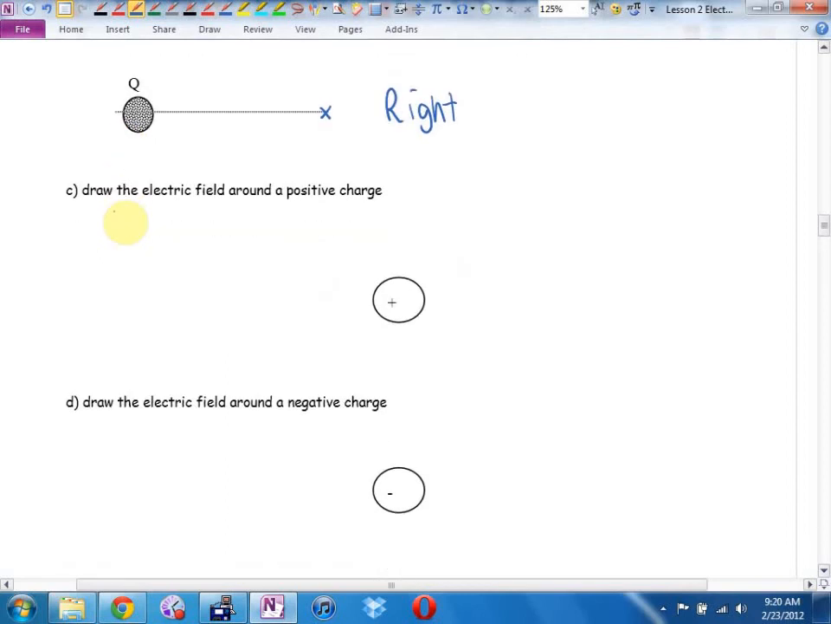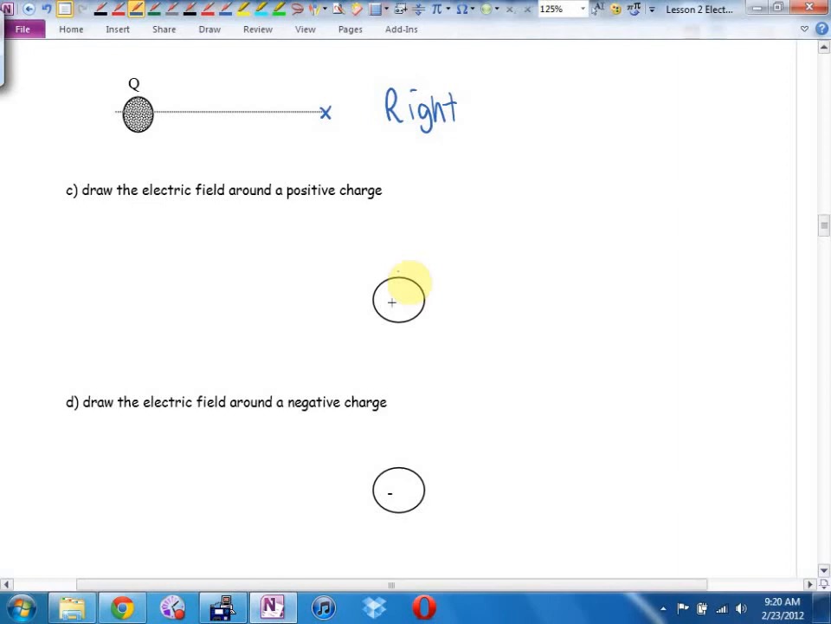How do we draw this? We represent electric field with lines. So it says, draw the electric field around a positive charge. We represent the electric field, or any fields, with lines with arrows on them. First of all, the electric field right here, what direction is it? Up, down, left, or right? Which way would a positive want to move right there if it could? Up. What about here? What about here?